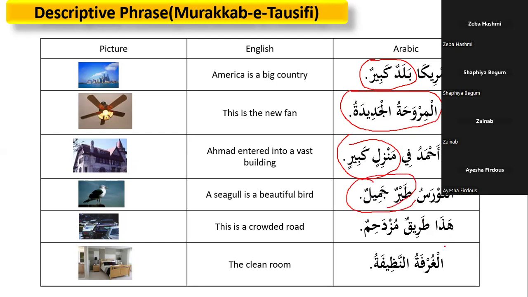Now next one, Haza Tariqun Mazdahimun. So crowded road, yes. Now this is the direct phrase, so no need to analyze. Al-Ghurfatun Nazifatun. Nazifatu. This is the definite state. So Al-Ghurfatun Nazifatu.